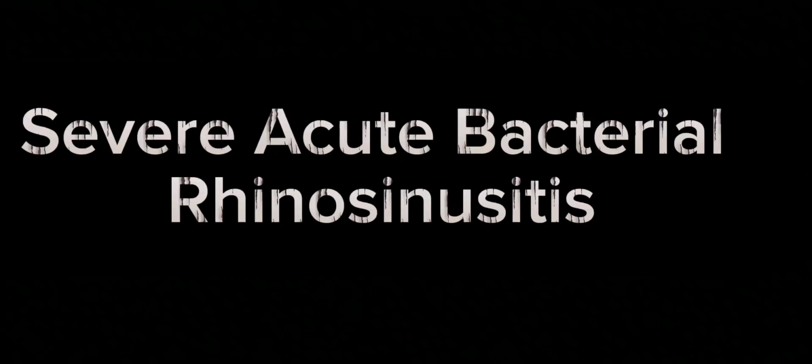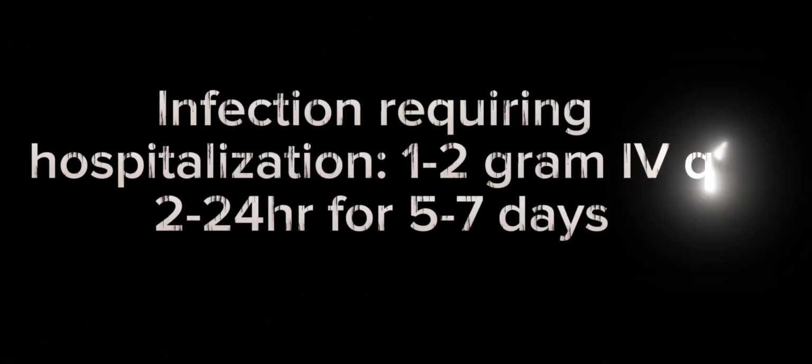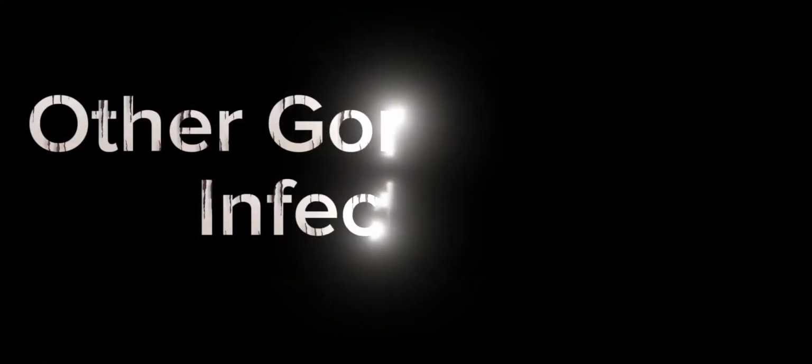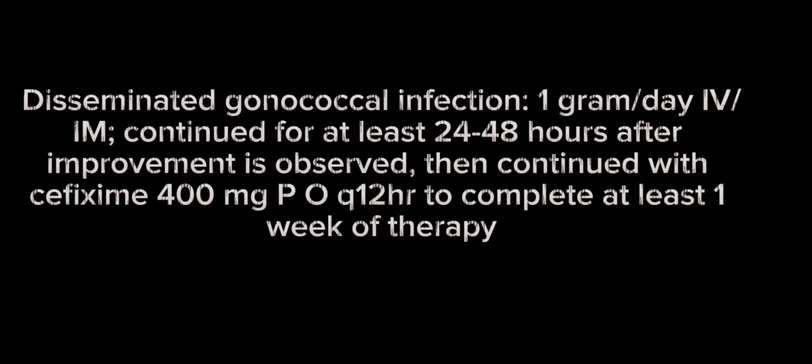Severe acute bacterial rhinosinusitis, infection requiring hospitalization: 1 to 2 grams every 12 to 24 hours for 5 to 7 days. Other gonococcal infections. Gonococcal conjunctivitis: 1 gram IM once. Disseminated gonococcal infection: 1 gram a day IV or IM.